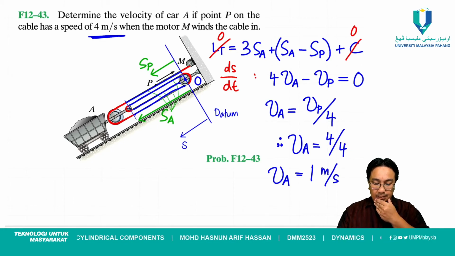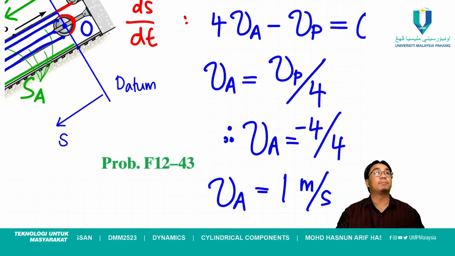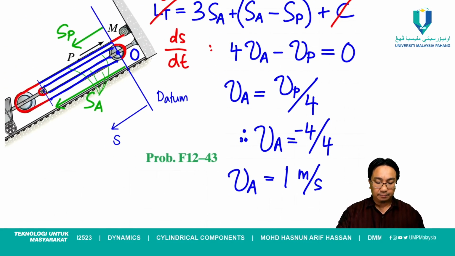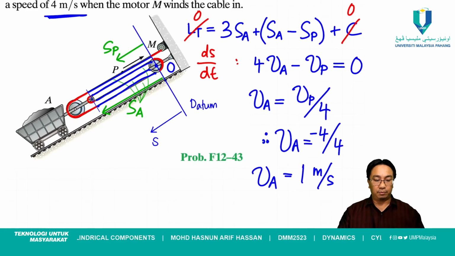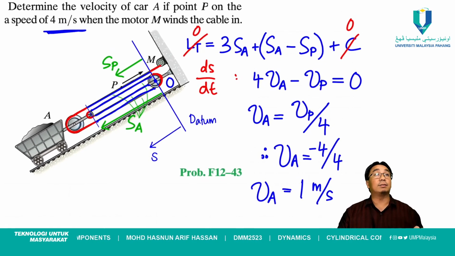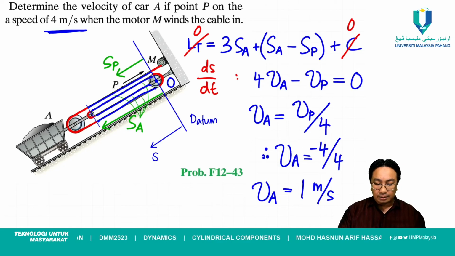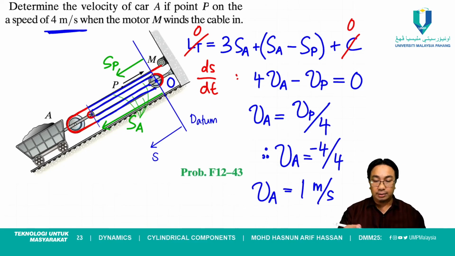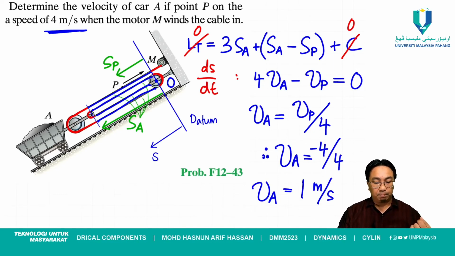Salah ni. We should key in VP ni negatif 4. Kenapa? Kenapa VP negatif 4? Ada siapa boleh bagi tahu saya tak? Dia bertentangan dengan S. Correct. Dia bertentangan dengan kita punya coordinate system. Coordinate system kita S ke bawah, tapi VP ni ke atas.